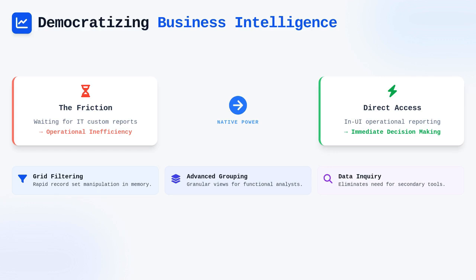These utilities are not merely secondary features, but fundamental components of the system designed to empower power users and functional analysts alike.